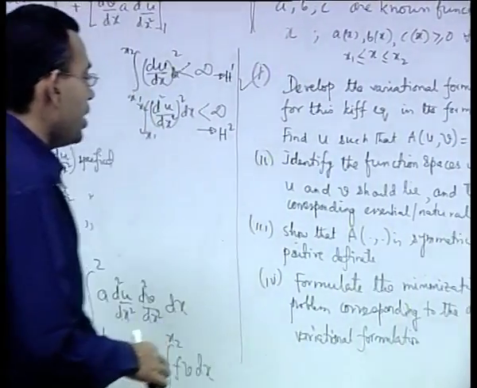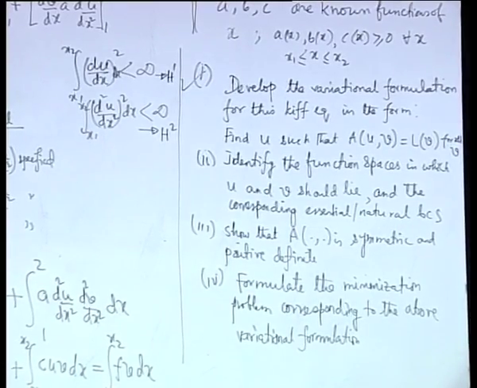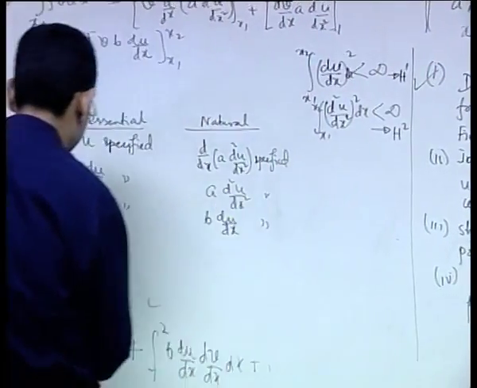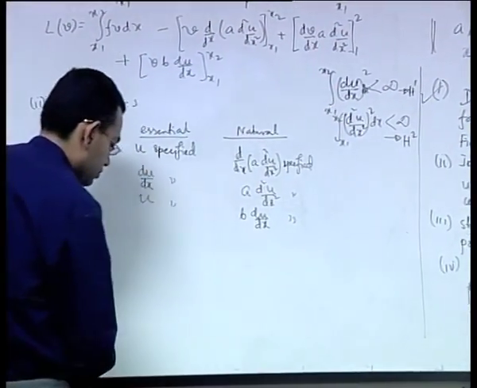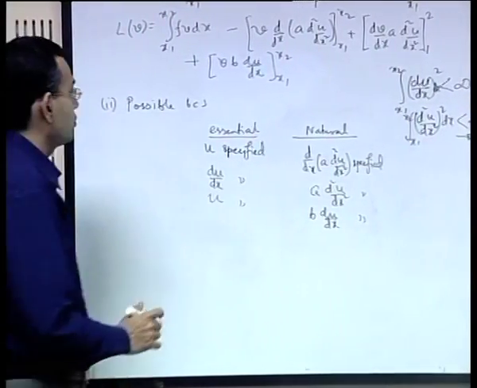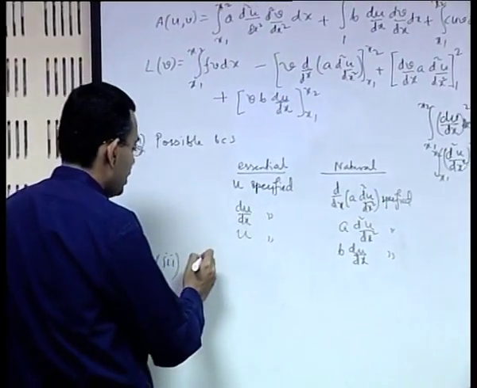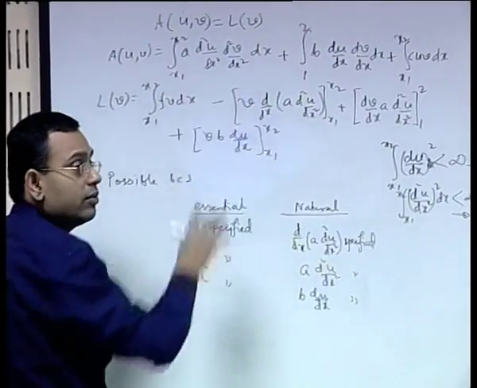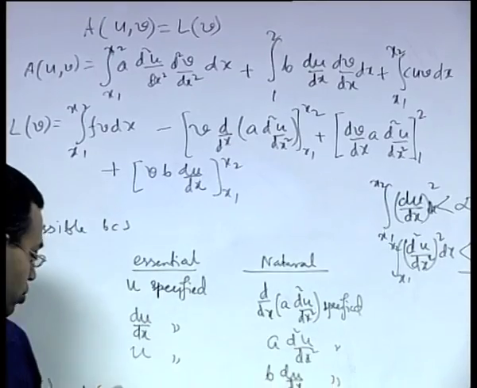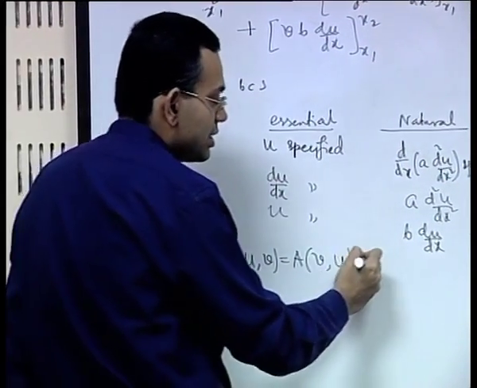Then the third part of the question, which is pretty straightforward, show that A is symmetric and positive definite. So, we can see that if we interchange u and v in the expression for capital A, it remains the same. So, A(u, v) is equal to A(v, u), that means it is symmetric.